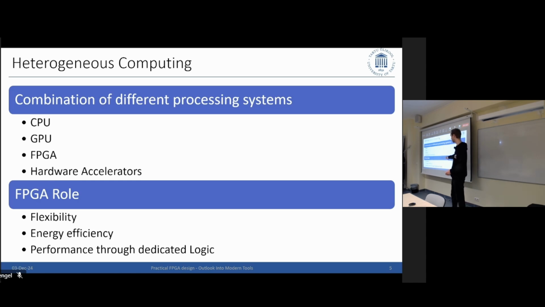The FPGA role is here because of your flexibility, potential energy efficiency, because you can really optimize to something which you can't do with others, and then performance through the dedicated logic, which basically is kind of trying to avoid the plateau of Moore's law and still have a performance gain, even though my silicon itself does not get more performant.